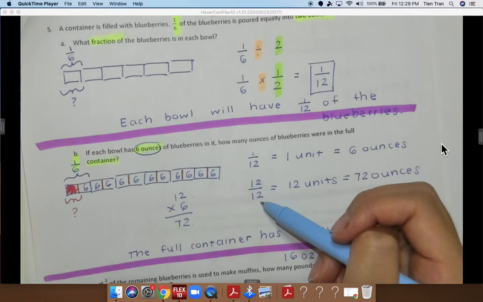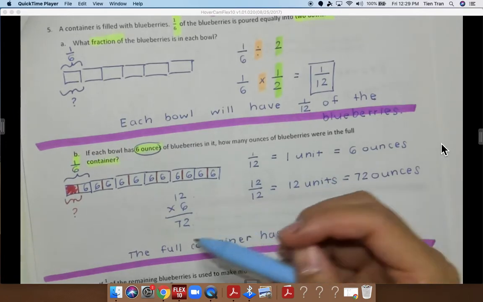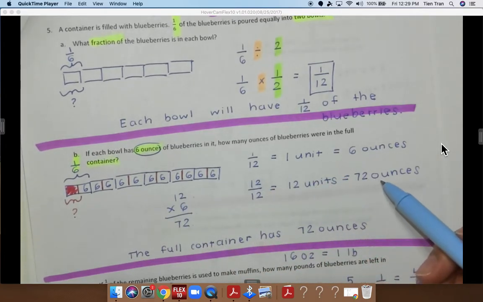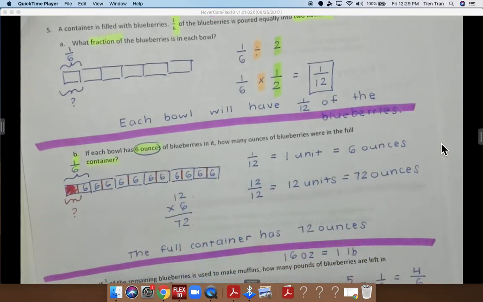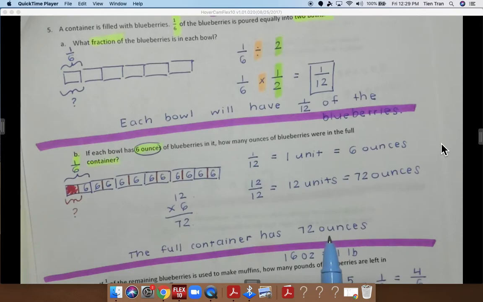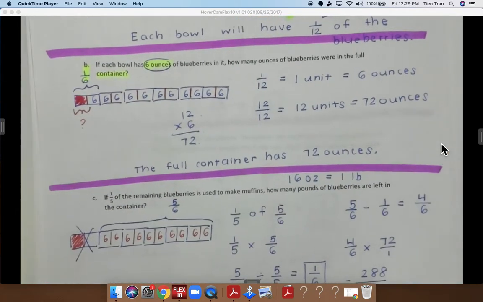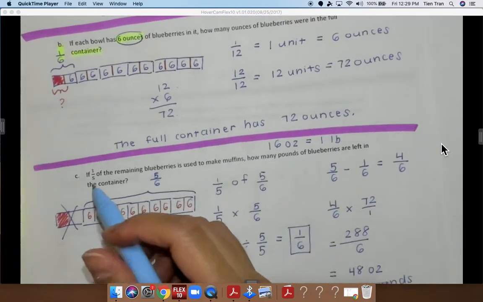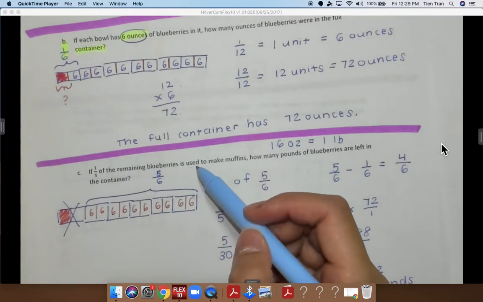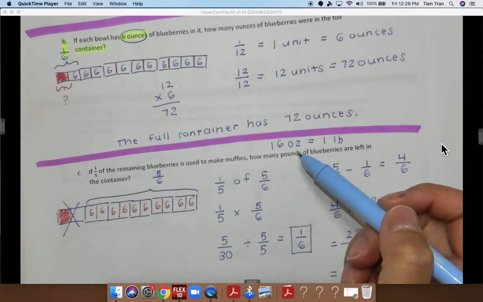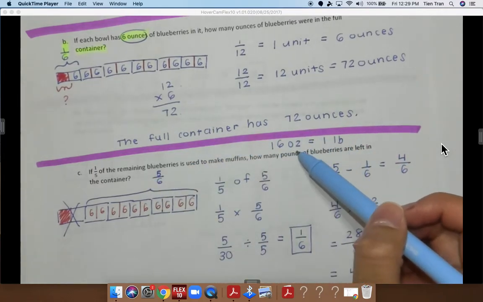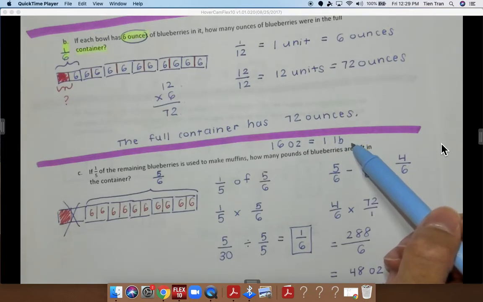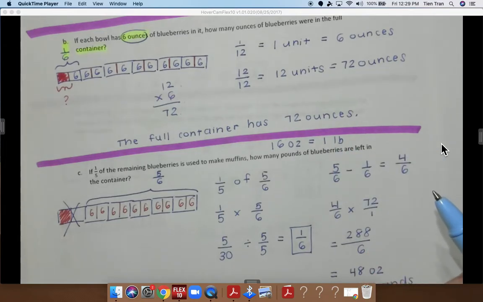12 divided by 12 is equal to 12 units. So 12 times 6 is equal to 72. So if I were to add all of these together, I would get 72. So the full container has 72 ounces. The last problem we have is problem C. If 1/5 of the remaining blueberries is used to make muffins, how many pounds of blueberries are left in the container? I know that 16 ounces is equal to 1 pound, or 1 pound is equal to 16 ounces.